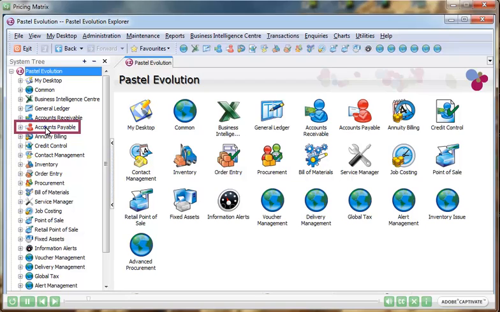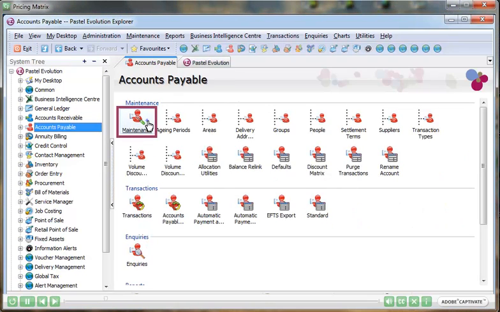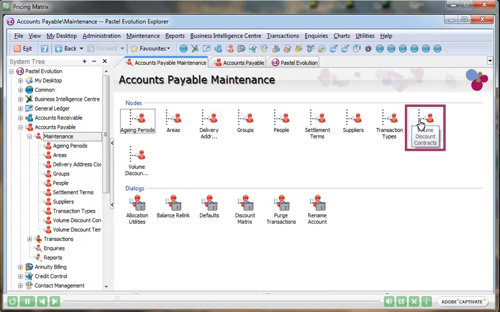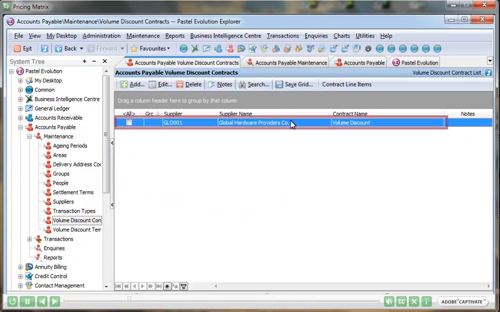Pricing matrix module, available for Sage Evolution, provides the ability to create special price lists in specific situations, such as when a price discount is warranted based on bulk purchases or sales. The most detailed and sophisticated pricing mechanism you have is the ability to create volume discount contracts.